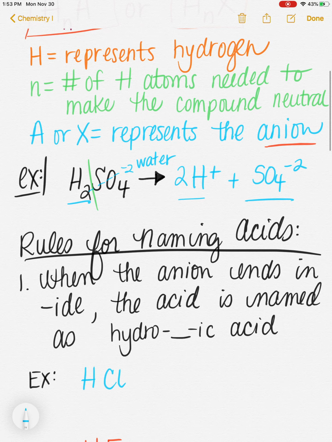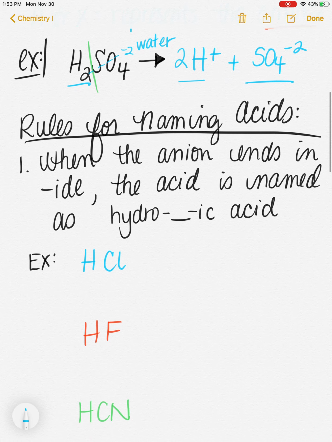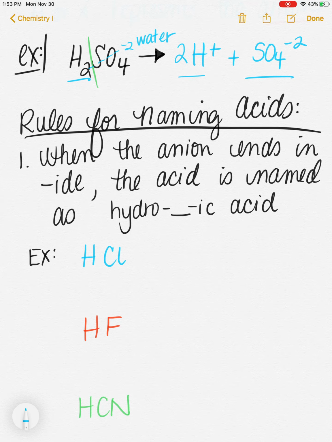So if we were going to talk about how you name acids, just like we had 3 different categories of binary compounds, type 1, type 2, type 3, there are 3 different types of acids. The first set of rules is when the anion in the acid ends in "ide," the acid is named using the general form of hydro-blank-ic acid.